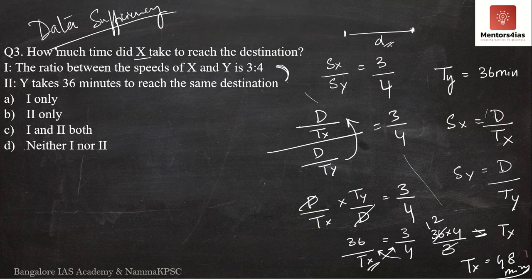Therefore, we can answer this question by using the information contained in both statements 1 and 2 together. Only 1 not possible, only 2 not possible, but both 1 and 2 together is possible. Therefore, the correct answer is both 1 and 2. The correct option is option C over here. So it is answer option C, both 1 and 2.